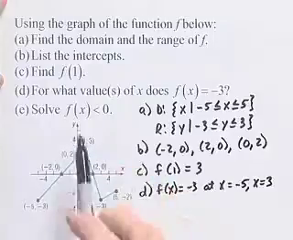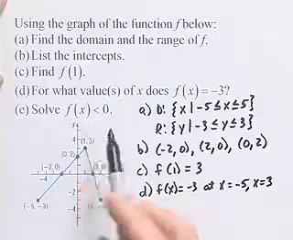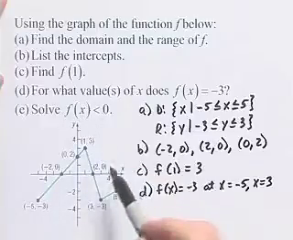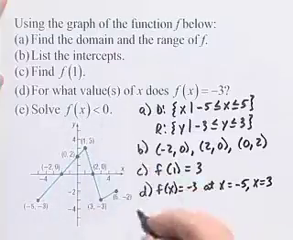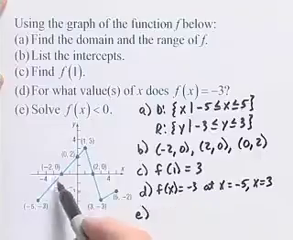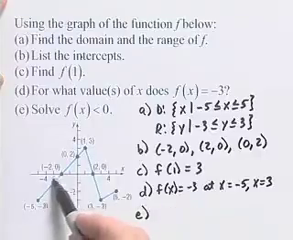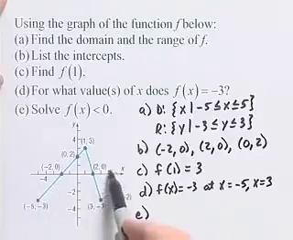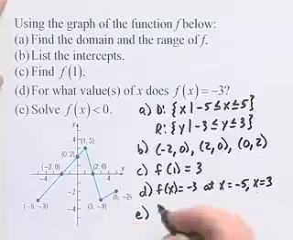For the last part, we want to solve the inequality f of x less than 0. It means we need to locate the x values where the function is below the x-axis. That's the less than 0. So by looking at the graph, we can see that the function is below the x-axis for these values for x over here, and it's also below the x-axis for the x values over here.